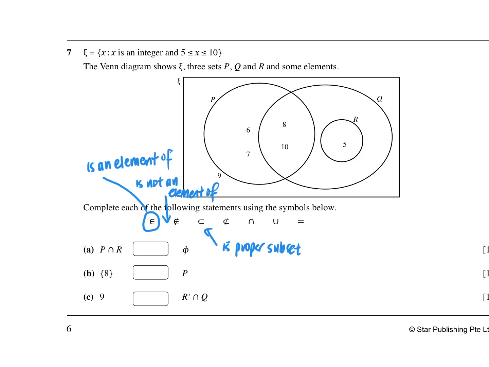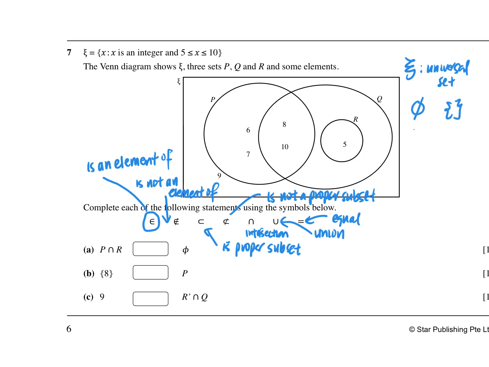Okay, so this one is, this one is not a proper subset. Then the rest you know lah. This is intersection, this is union, this is union, this is equal. Okay, and then this thing is the universal set. And then this thing or this thing is called the null set or empty set. Okay, all the symbols, make sure you know what they mean.